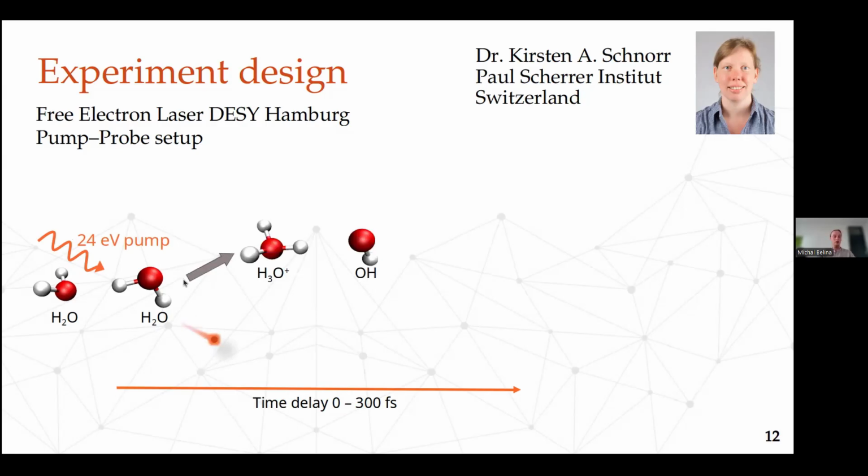And there are two basic scenarios that can happen. Let's say that this water molecule was ionized. The plus charge on the molecule causes a proton to transfer to this H3O+, and by this process the water dimer relaxes, right? And then another pulse comes and removes another electron from the system.